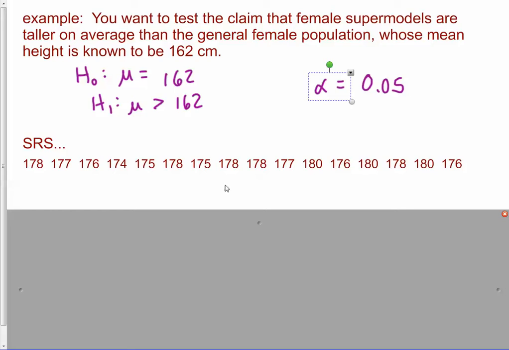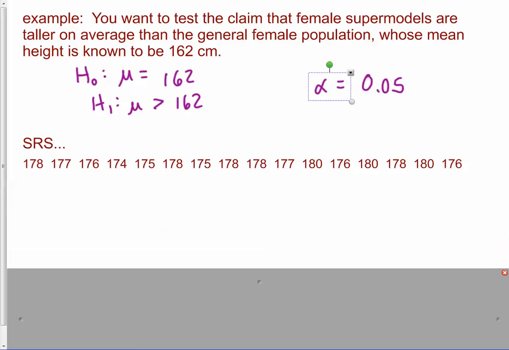And, you know, just glancing at it, your gut might tell you, oh yeah, these are all pretty big compared to 162. Not one of them is less than 162. But again, remember that maybe this is not a huge sample, and maybe this could have happened just by chance, even if the real mean is 162, even for supermodels. Maybe, but also maybe your gut's telling you probably not. This seems pretty convincing. But let's see what the test tells us.